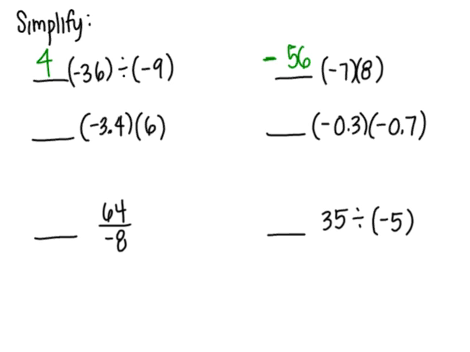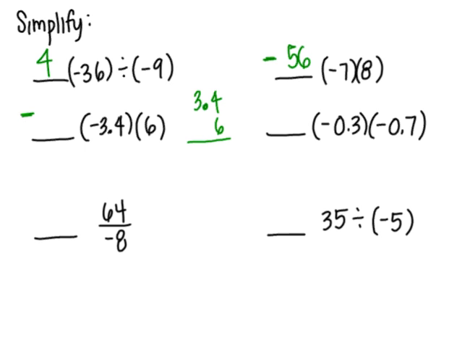The next two problems deal with multiplying decimals. My sign rules still hold, so I have a negative 3.4 times 6. Those have different signs, and different signs tell me that my result will be negative. Multiplying this one out, the way that you multiply decimals is you put the one with the most digits on the top. So the 6 would go on the bottom and the 3.4 on the top, and then we can multiply them.